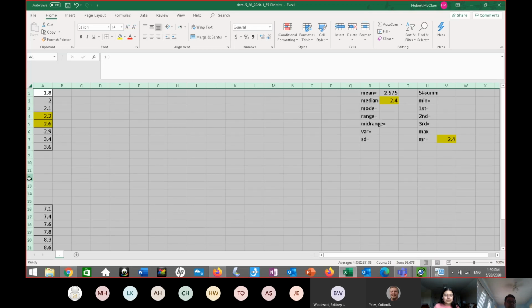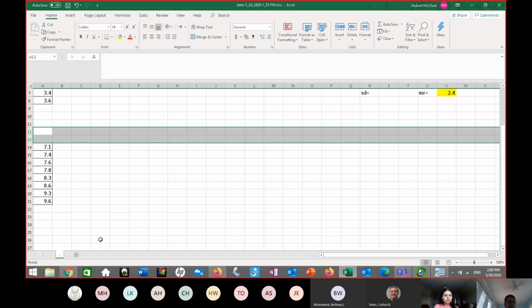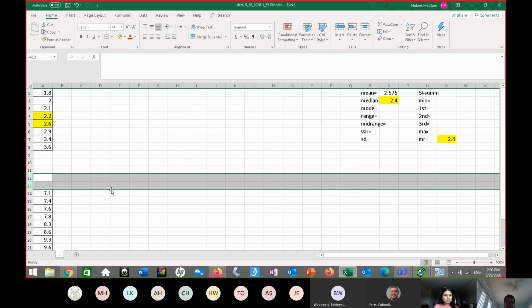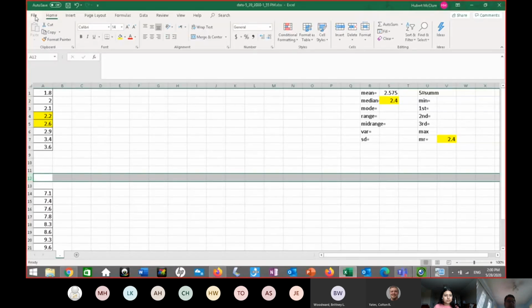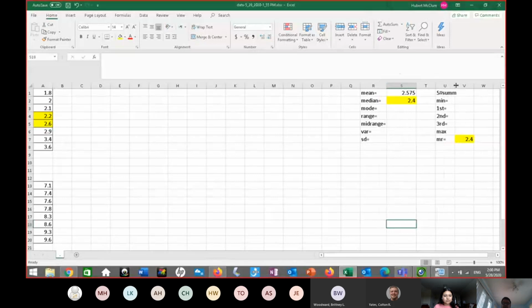Take these 2 out. I'm hoping I got everything. Let me delete one more. Can y'all see that a little bit better? Yes. Okay. And let me make this a little bit wider and make this a little bit wider and make this a little bit wider. There we go.